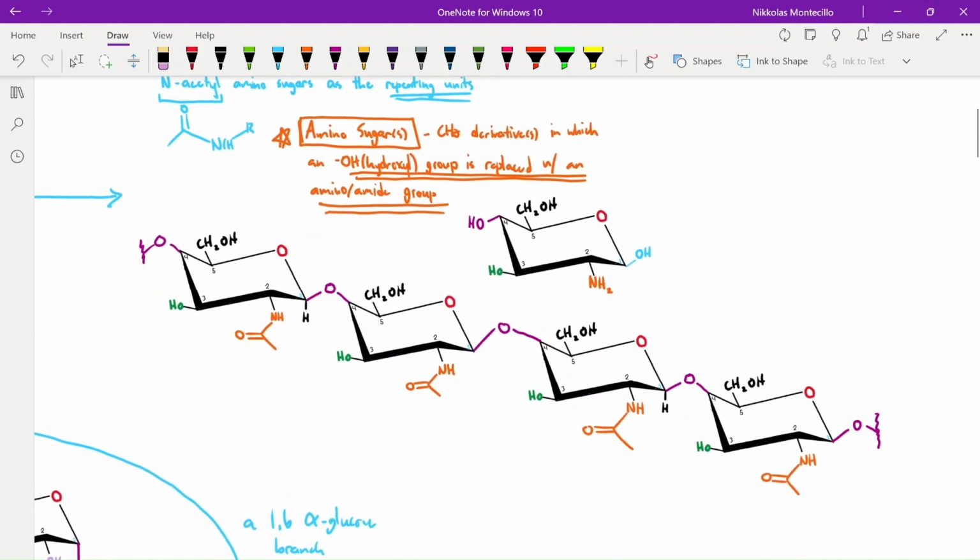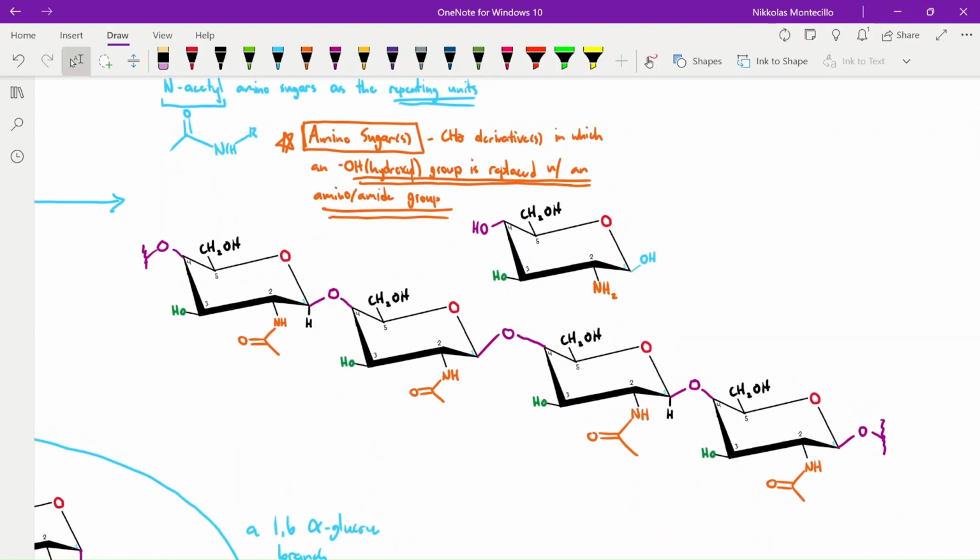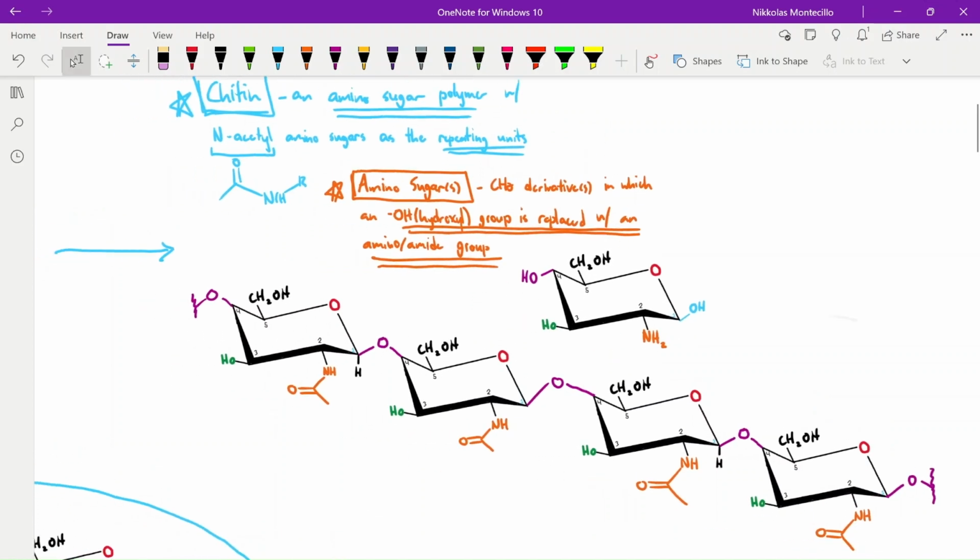This is what chitin is. You can see here that there's the familiar 1,4 beta linkage. And you can see here the amino acetyl group, the acetyl amino group.